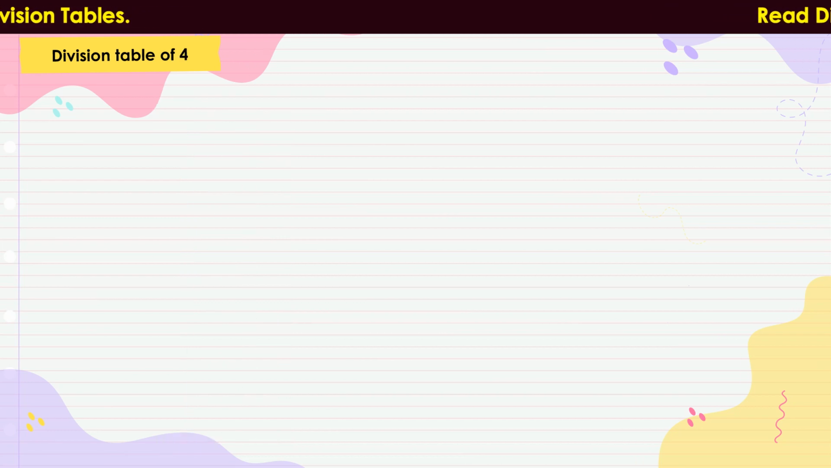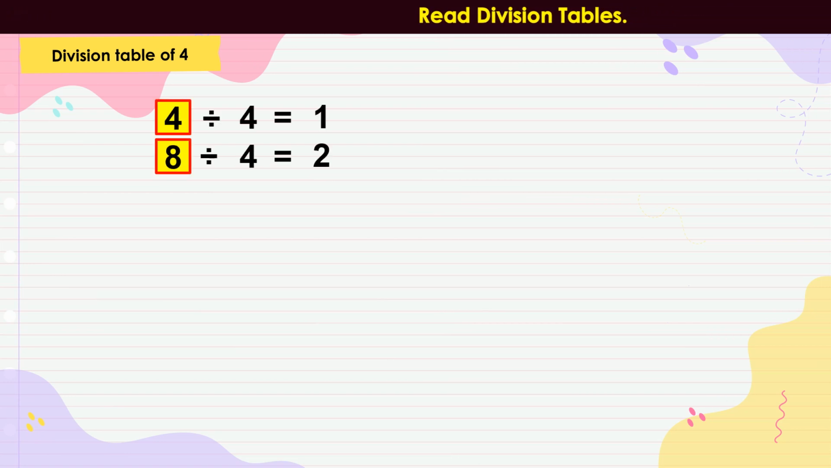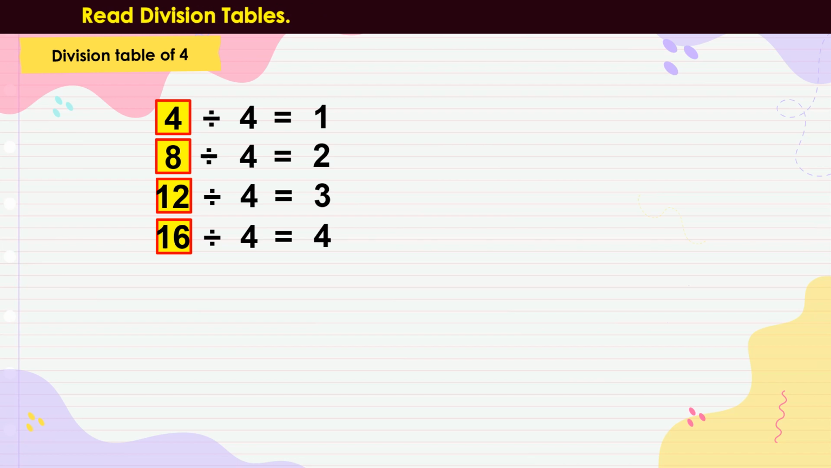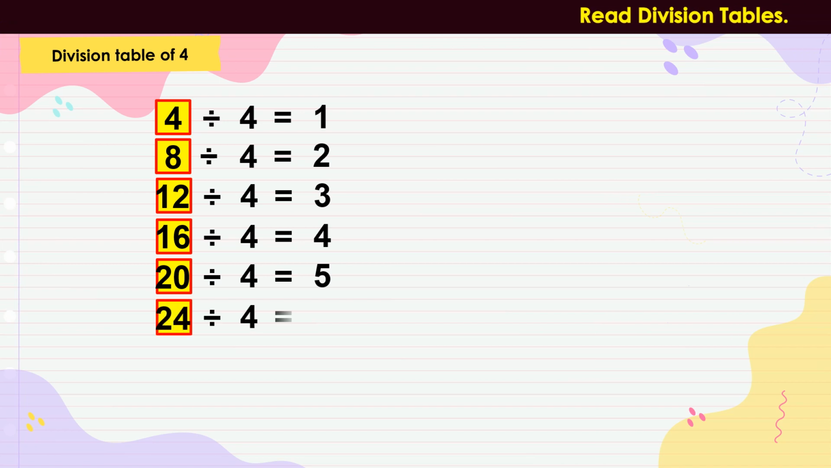Let's read division table of 4. 4 divided by 4 is equal to 1. 8 divided by 4 is equal to 2. 12 divided by 4 is equal to 3. 16 divided by 4 is equal to 4. 20 divided by 4 is equal to 5.